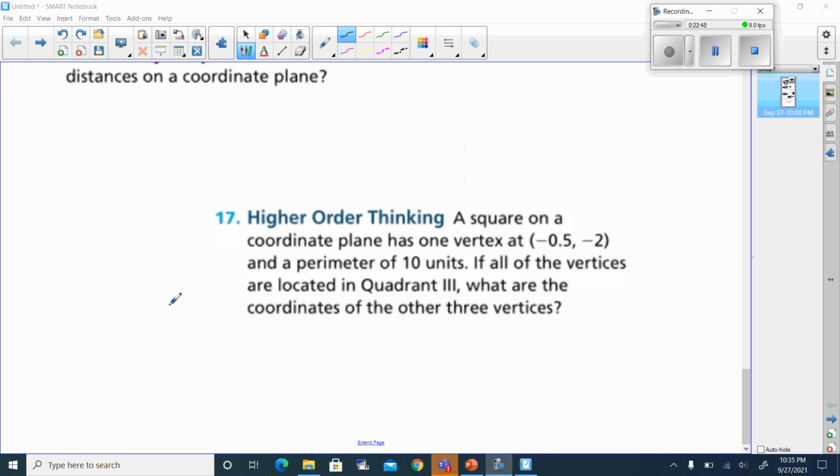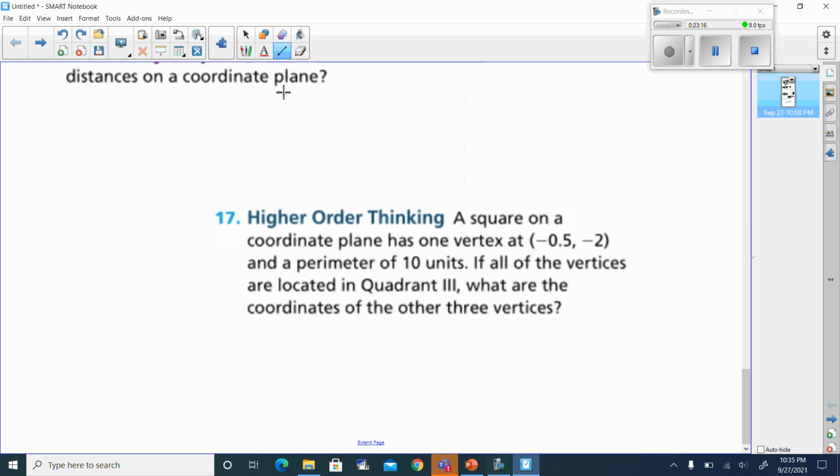A square on the coordinate plane has a vertex. Remember, a vertex is a corner, at -0.5 and -2, and a perimeter of 10 units. If all of the vertices are located in quadrant 3, what are the coordinates of the other 3 vertices? Okay, so we're talking about a coordinate plane where everything is in the 3rd quadrant.